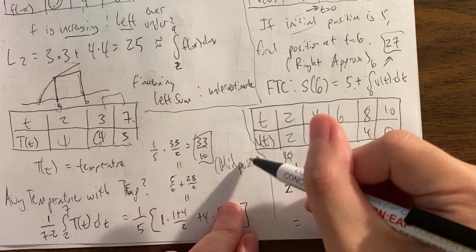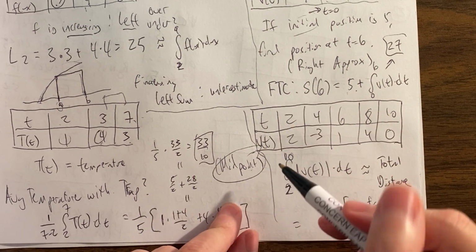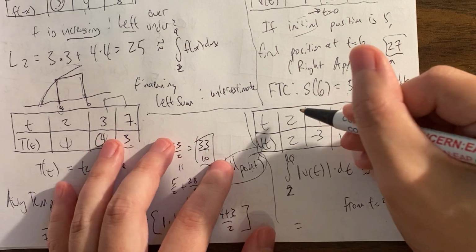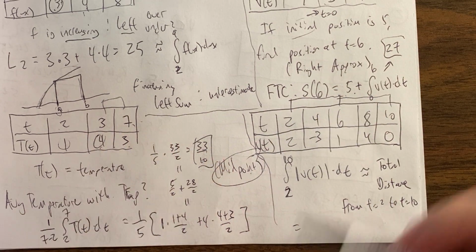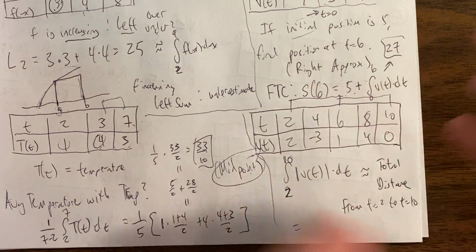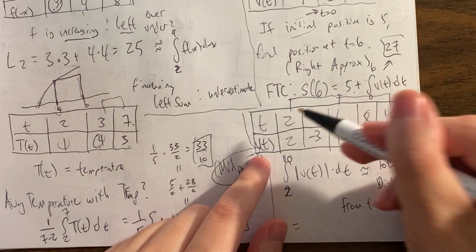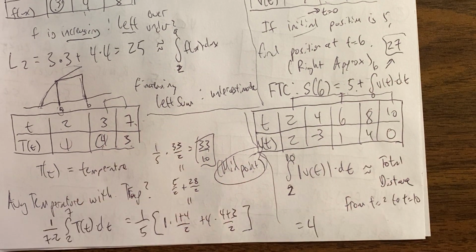Let's do a midpoint. Sorry, this line was supposed to be for this table right here. Let's do a midpoint for this guy. So again, it's going to be 4. It's grouped in 3, so each one is length 4. So it's going to be 4. And just be very, very careful. Notice that we're not actually doing the integral of velocity, that's total distance. We're doing the integral of the absolute value of velocity.